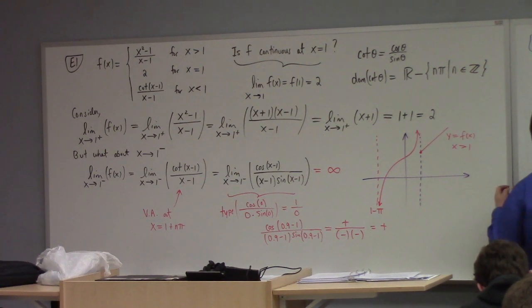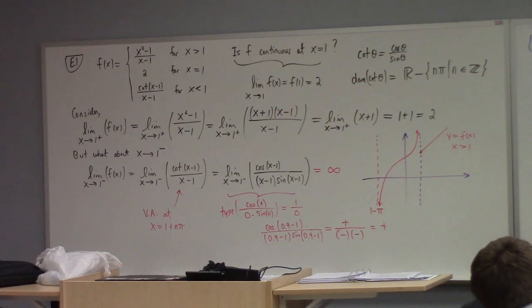Now the question will be this. Choose c in the reals such that f is continuous at x equals 1. All right? Let's see if we can do this.